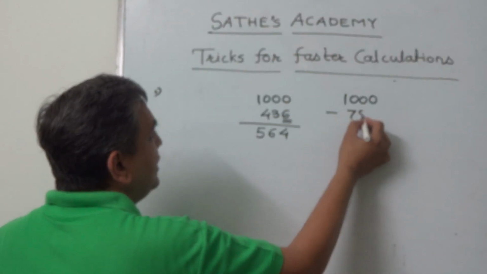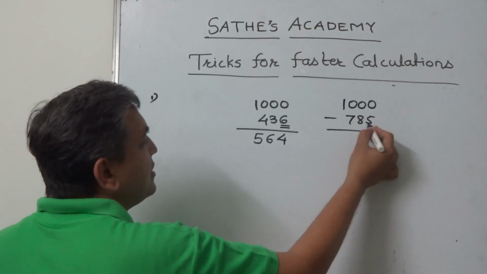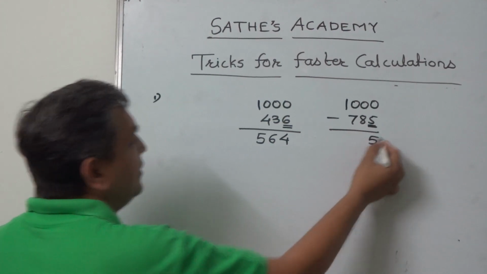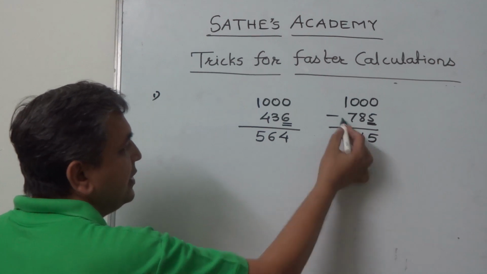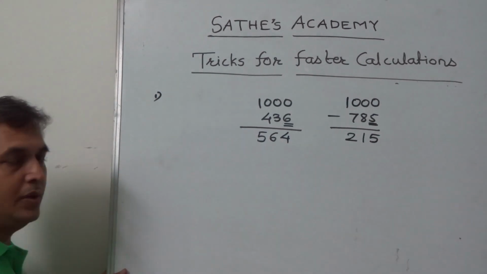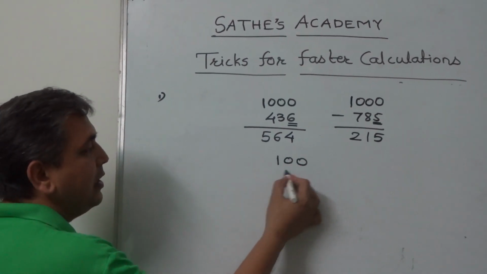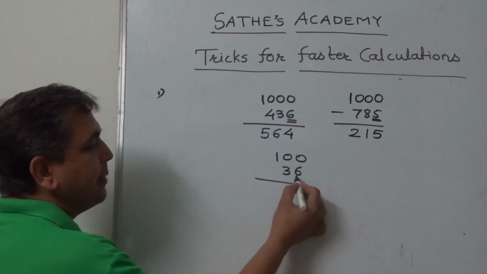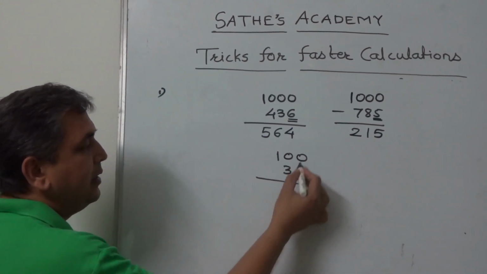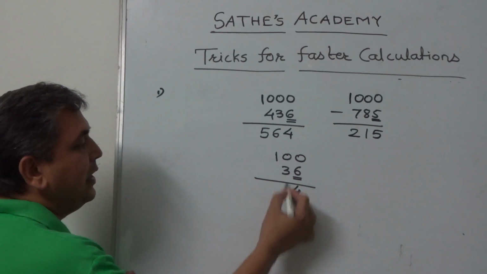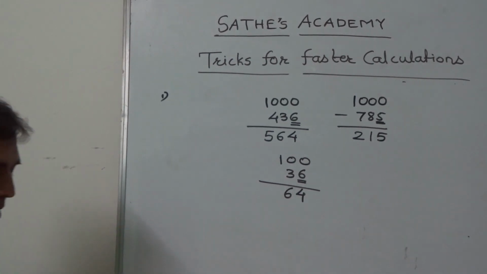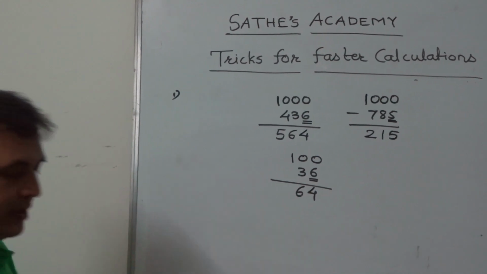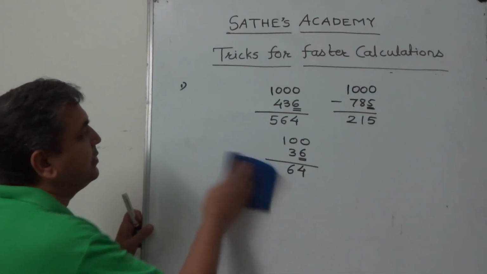100 minus 785. Subtract this number from 10 and subtract the other two numbers from 9. 9 minus 8 is 1, 9 minus 7 is 2. If we want 100 minus 36, subtract the units place from 10. 10 minus 6 is 4 and 9 minus 3 is 6. So this subtraction will become easy, a one-step calculation, no need to think much.